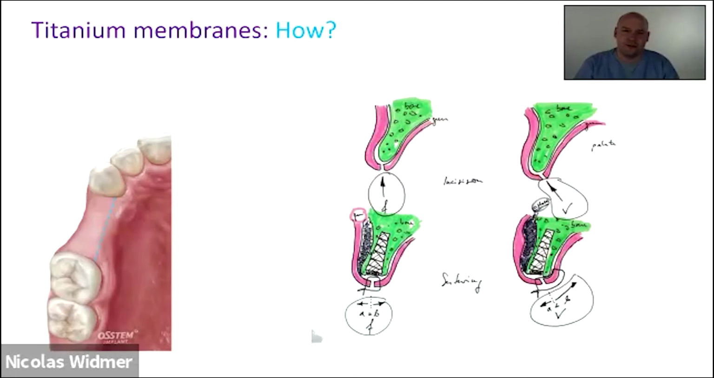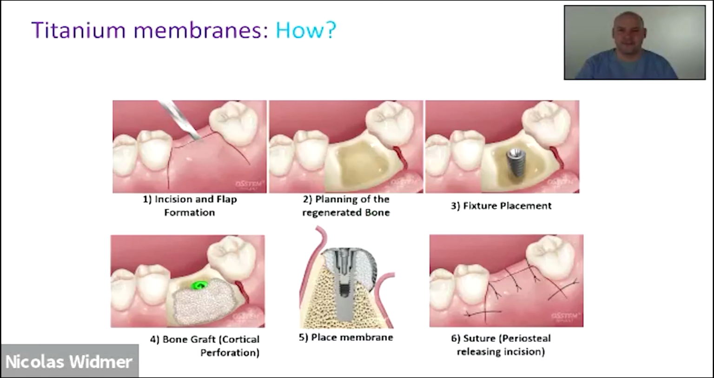Then how to do the flap design? It's good to start on the lingual side, not on top of the implant, more to the lingual side like here. And then when suturing, pay attention that the stitches on the lingual side are far away from the incision. This way you get a pull effect which is very important. Sorry for my drawings.